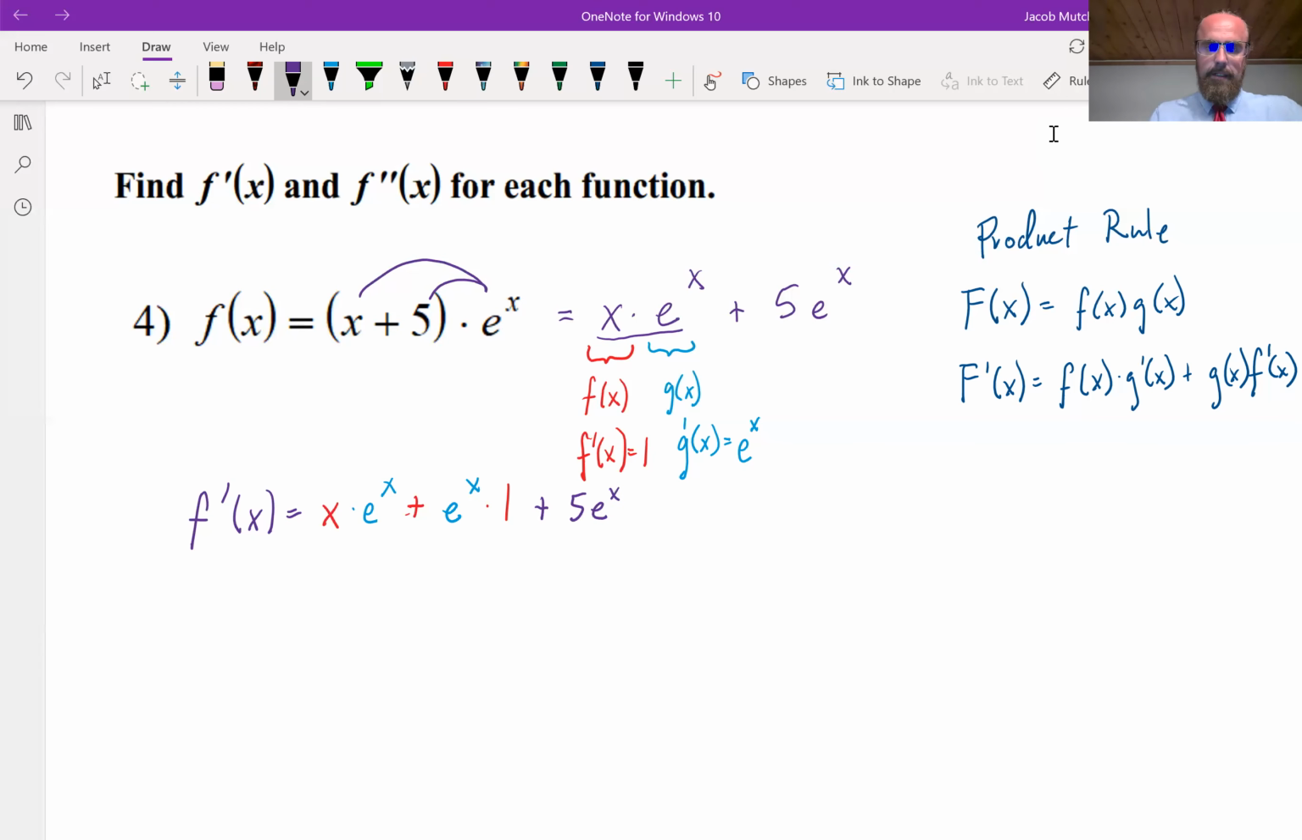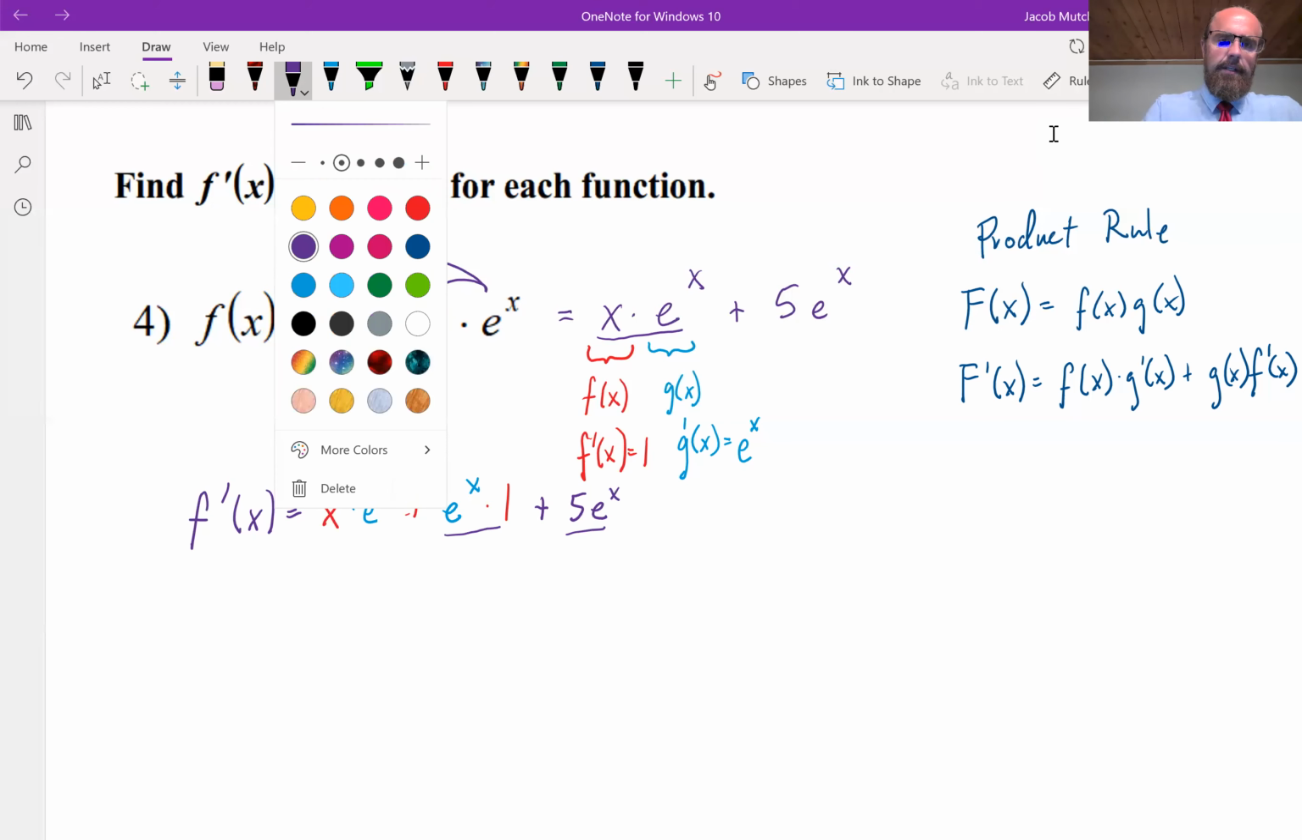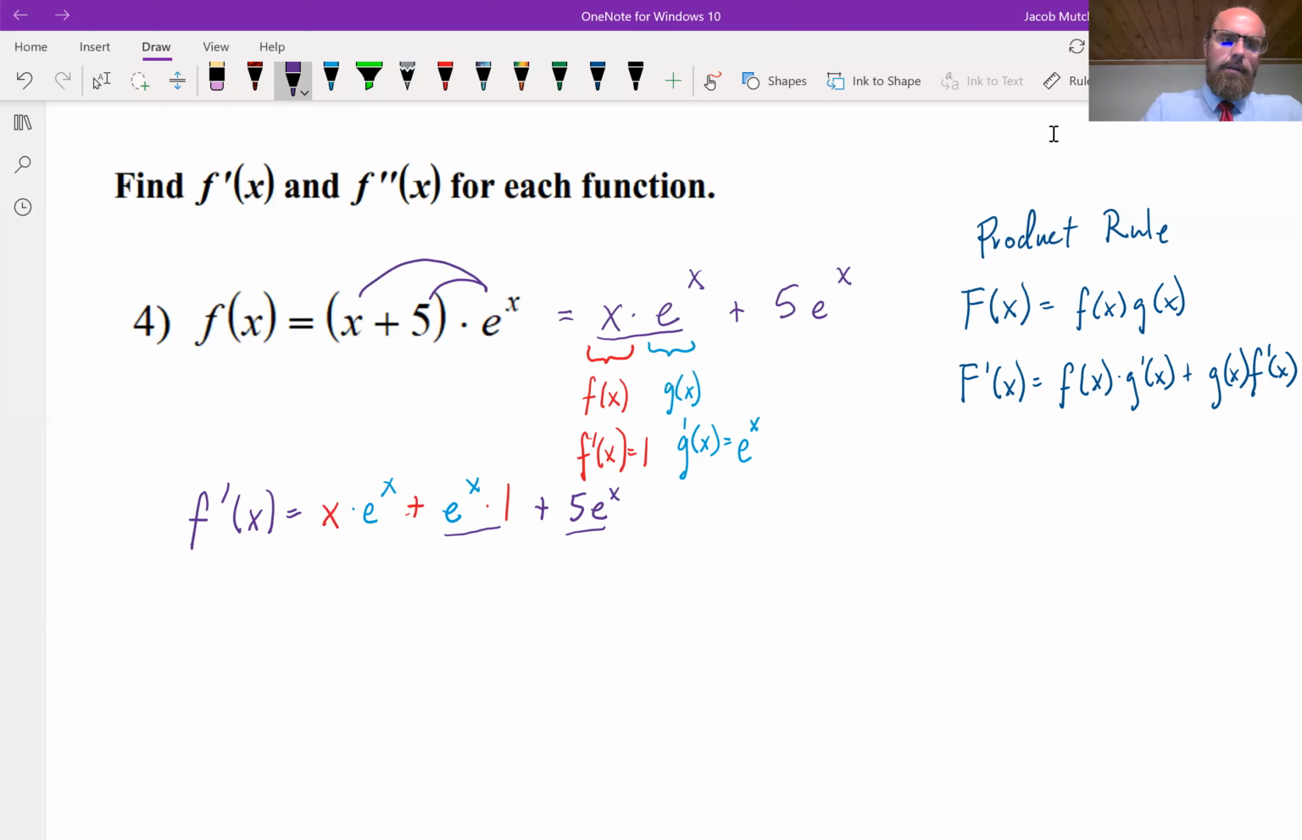I do need to combine like terms there. So I see I have an e to the power of x and 5e to the power of x. So that's going to give me my first derivative in final form: x times e to the power of x plus 6 e to the power of x.